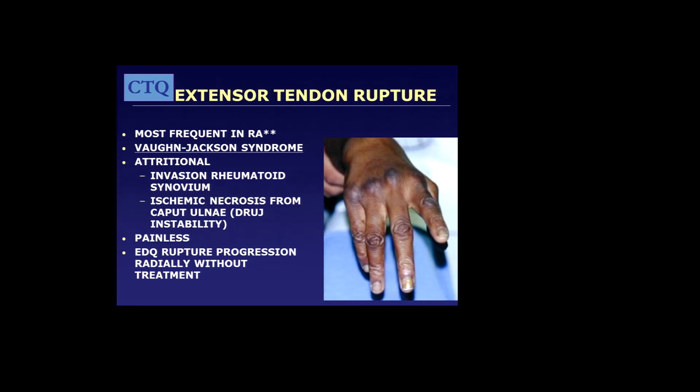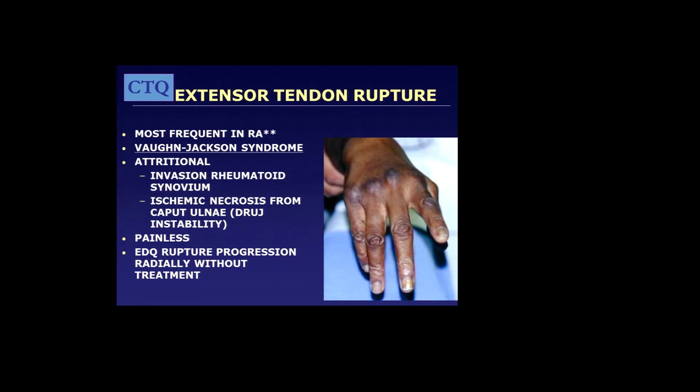Moving on to rheumatoid arthritis and tendon ruptures. The most common form of extensor tendon rupture, attritional in nature, in patients with rheumatoid arthritis is termed the Vaughan-Jackson syndrome. What occurs in the Vaughan-Jackson syndrome is that inflammatory changes at the distal radio-ulnar joint create synovium that can infiltrate the overlying tendons.